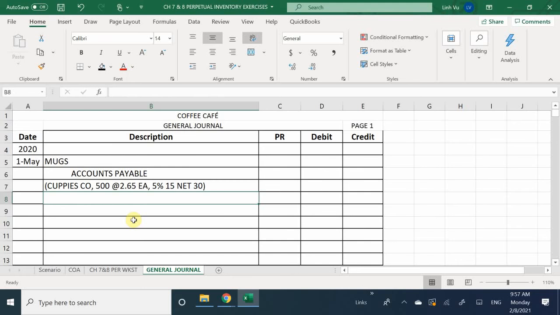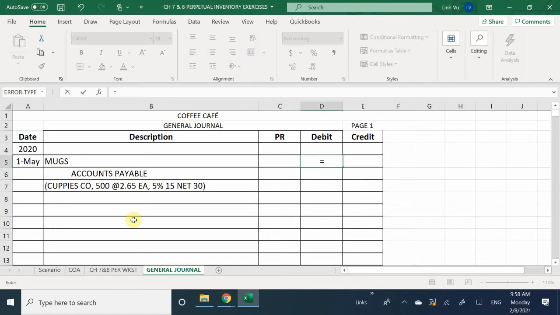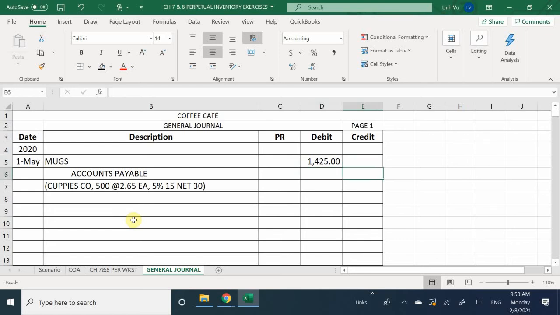I'm going to place a formula here. I'm going to multiply the 500 by the 2.65, and then add 100 for the freight. So I should have 1425. And lastly, what is my accounts payable going to reflect? They should be the same here.